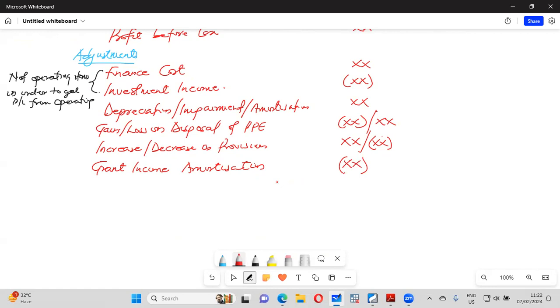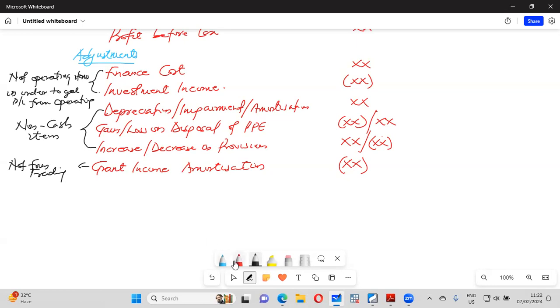Our trading activities. All right, so you realize that these ones too are non-cash items. These are non-cash items. So all non-cash items must be dealt with. Okay. Grant income too is not from trading. It wasn't from trading. So that is why we need to deal with it.